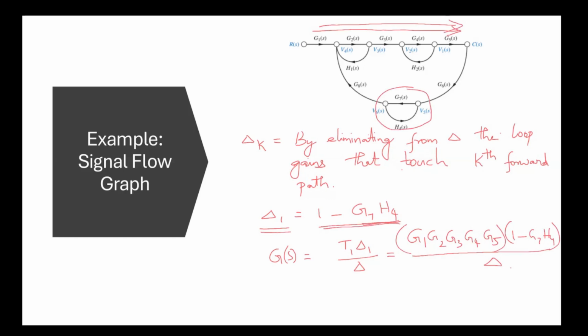Now we will calculate the transfer function using Mason's gain formula. G of S is equal to T1 delta 1 divided by delta. T1 is the forward path gain, so G1, G2, G3, G4, G5 is T1, and 1 minus G7H4 is delta 1, and the delta is what we have taken earlier. So that gives you the transfer function. We just have to apply the Mason's gain formula to simplify that entire network and get a single transfer function between the input and the output.